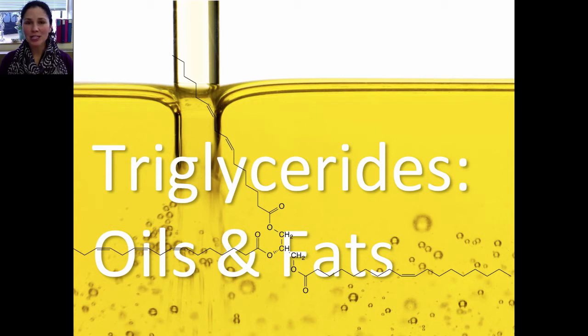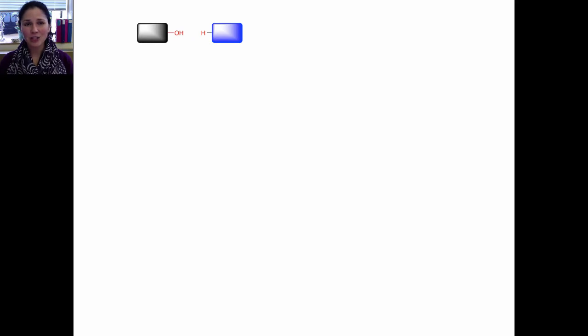Before we talk about triglycerides, I want you to remember condensation and hydrolysis reactions. A condensation reaction is a reaction that takes two units. It removes an OH group from one unit and a hydrogen from the other unit and makes water. At the same time, it makes a new bond between the two original units to make one larger unit. This is a condensation reaction.